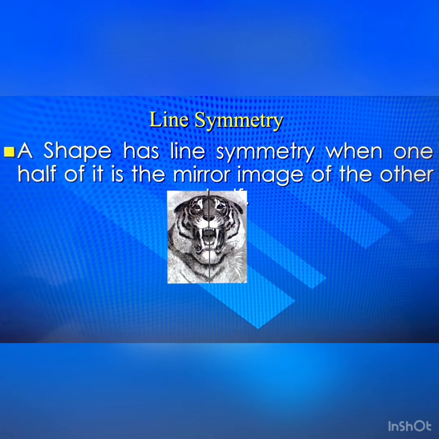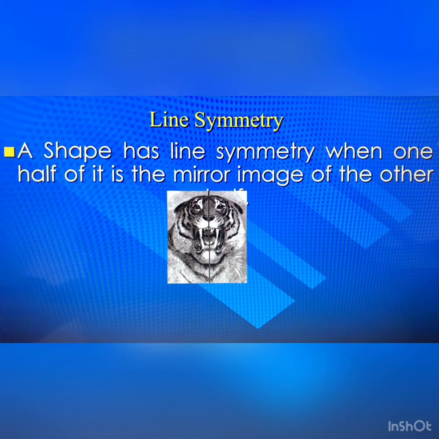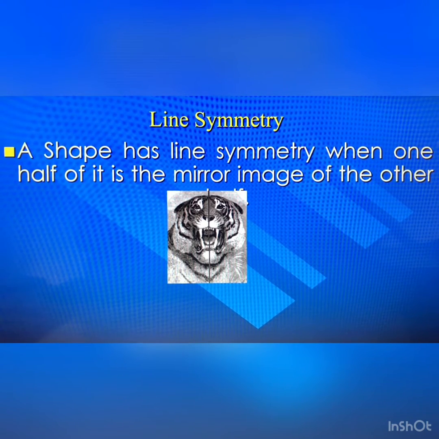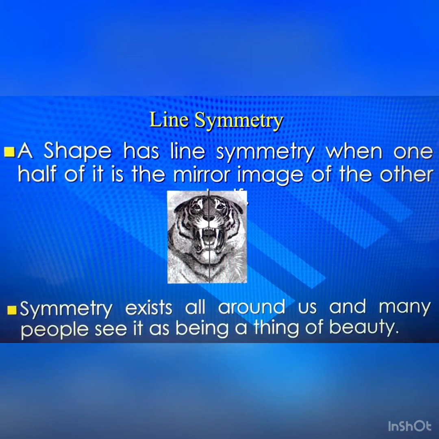Just like you can see here is a picture, and this line you can see here divides the image in 2 exactly equal parts, same to same, then this line is known as the line of symmetry. Symmetry exists all around us and many people see it as being a thing of beauty.